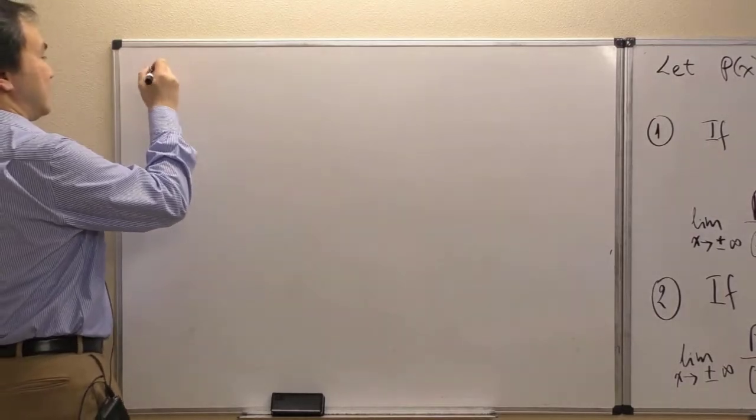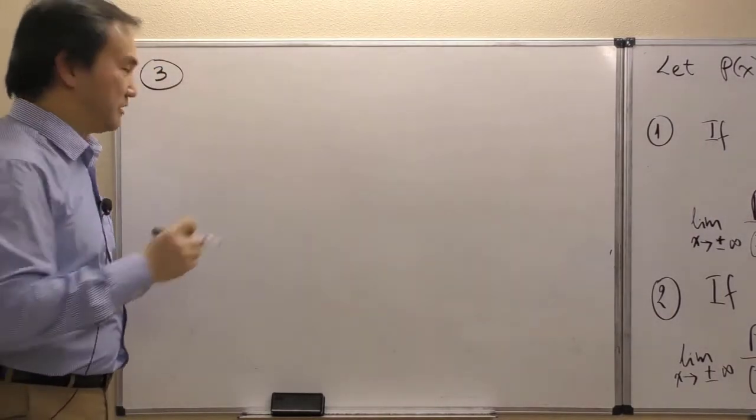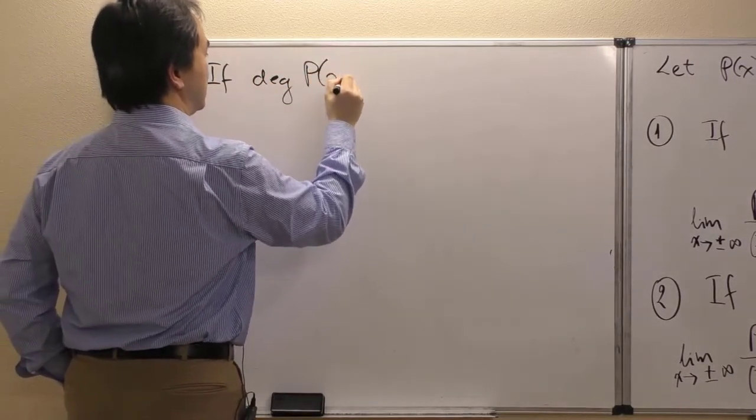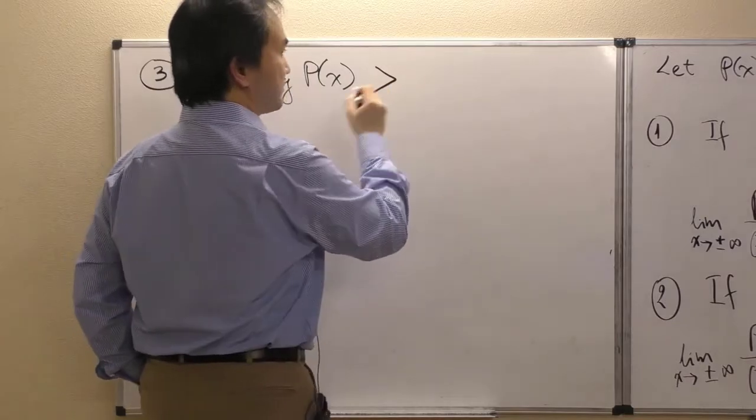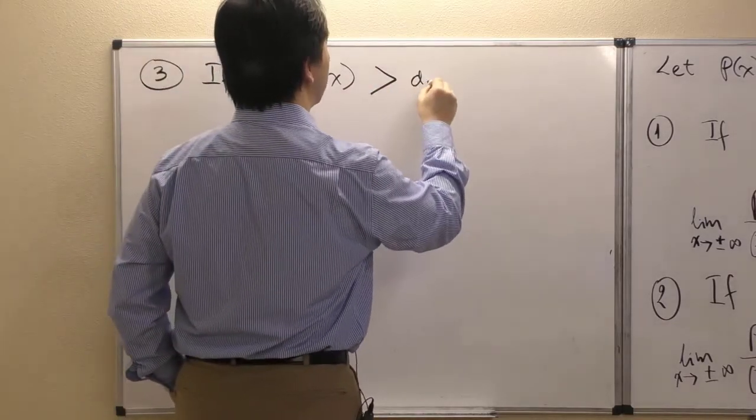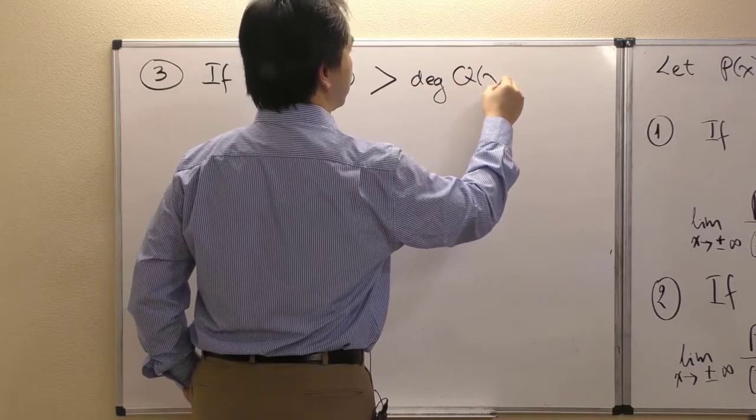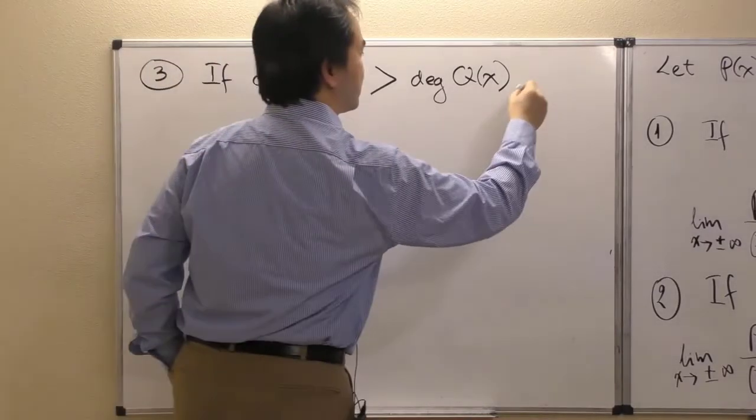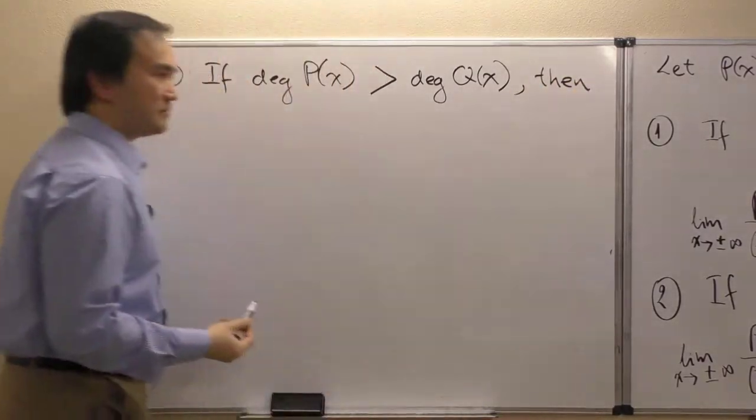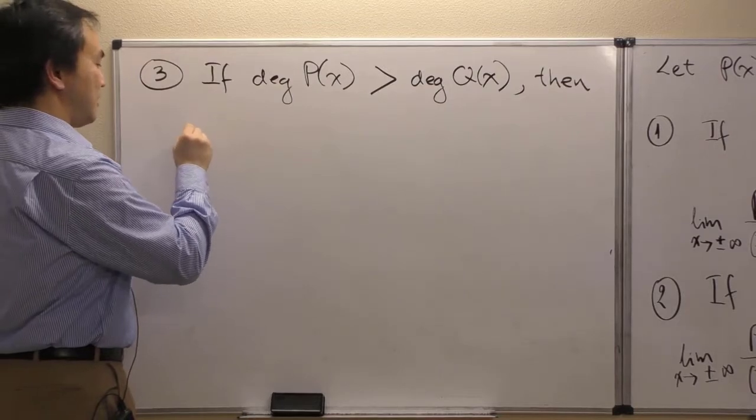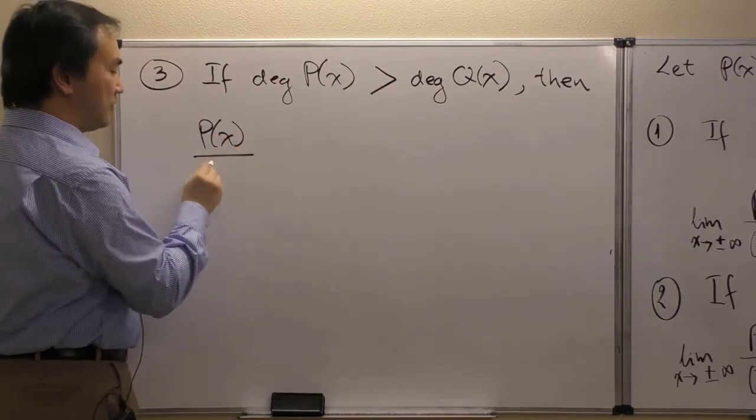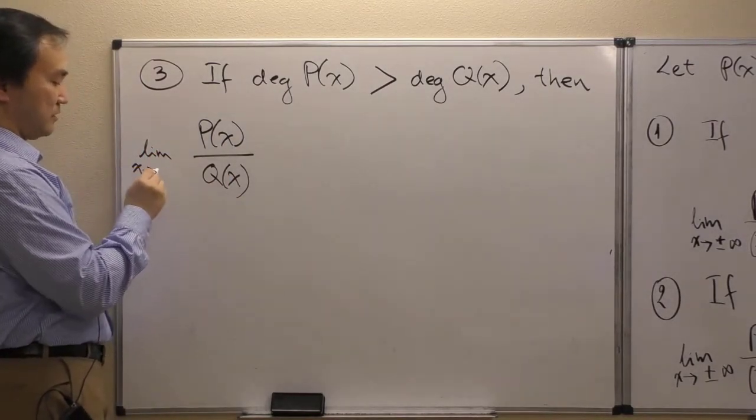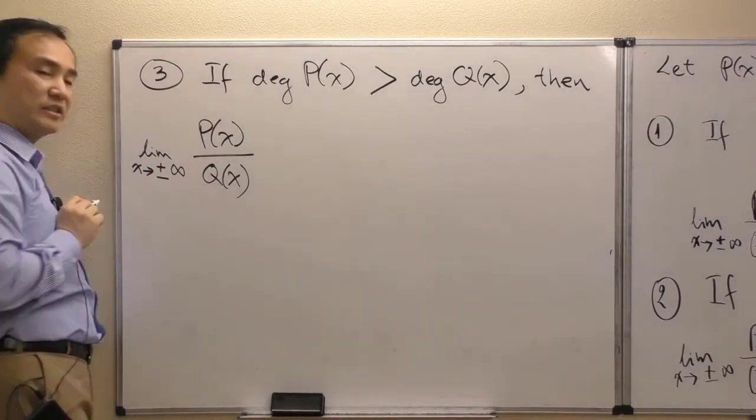So, case number 3 that we just now have seen. If the degree in the numerator is greater than the degree in the denominator, all right, then our limits problem of the rational function P of x over Q of x, where the limits problem is a limit, it could be going to positive infinity or it could be going to negative infinity.